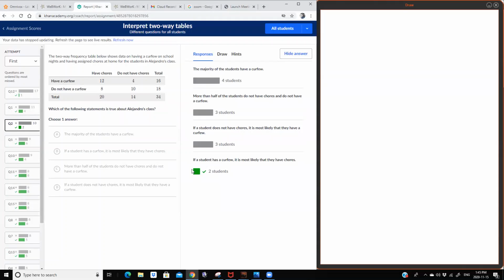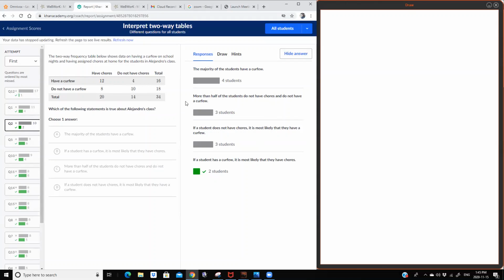Hi again. Let me just do a few examples from this set of exercises, interpret two-way tables. I'm going to look at this one. Here you have a survey of 34 students, and they were asked whether they had a curfew or not, and whether they had chores or not.